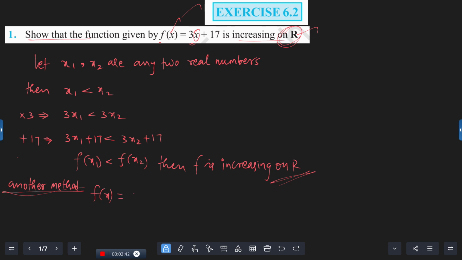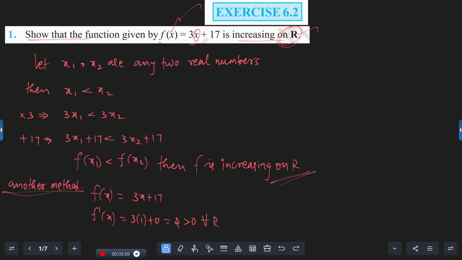f of x is equal to 3x plus 17. So when you differentiate, what will you be getting? f dash of x is equal to 3 into the derivative of x, 1, plus the derivative of 17, 0, which is equal to 3. 3 is greater than 0 for all real numbers. Whatever real number you substitute, you never get any other answer. 3 only you will be getting always, because there is no variable.